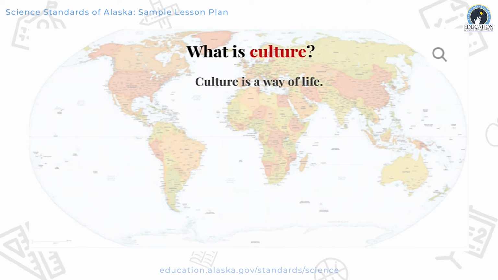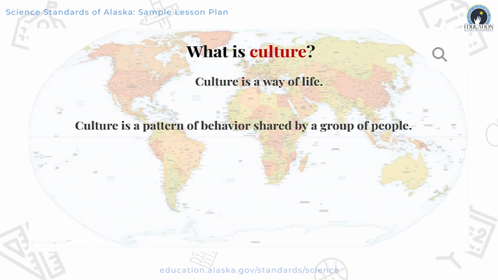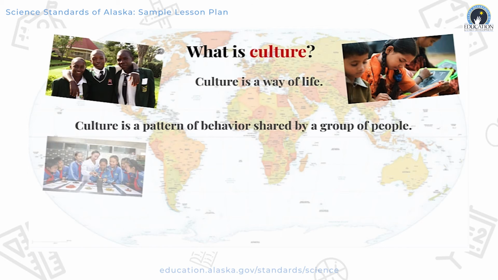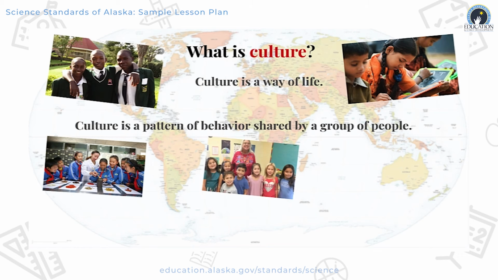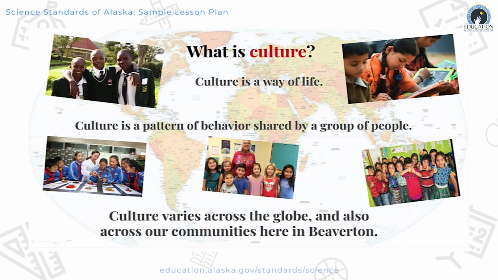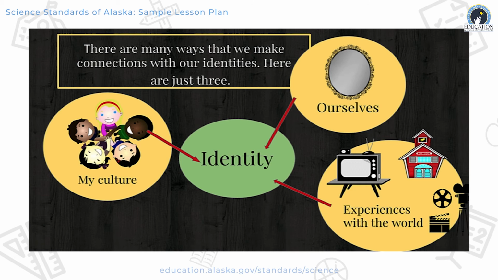Culture is a way of life. It's a pattern of behaviors shared by a group of people. Culture is dependent on those patterns and behaviors in the places where we live, learn, and work. And it can vary geographically from community to community. Culture varies across the globe, and it also varies in communities like Beaverton, Oregon, where these pictures come from. We're going to reflect on the communities and cultures in our own school and village.